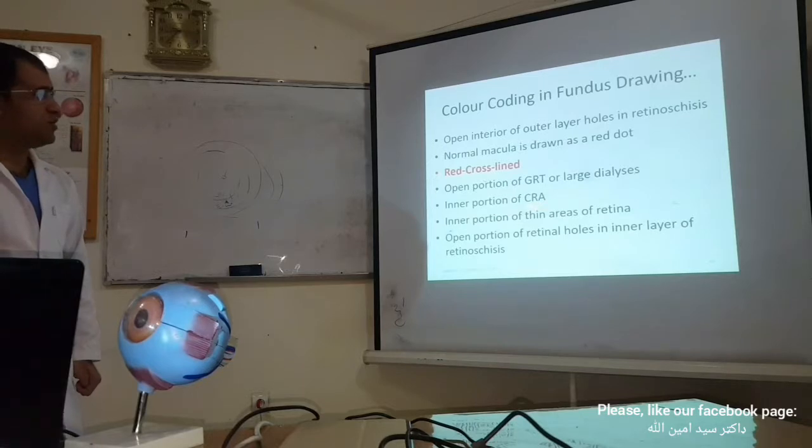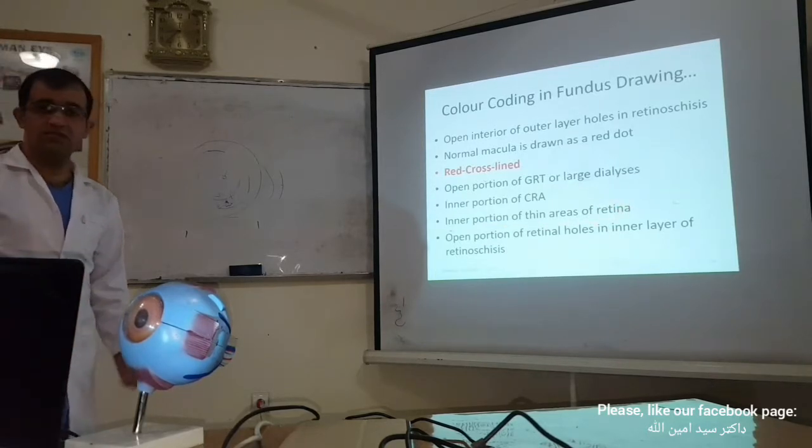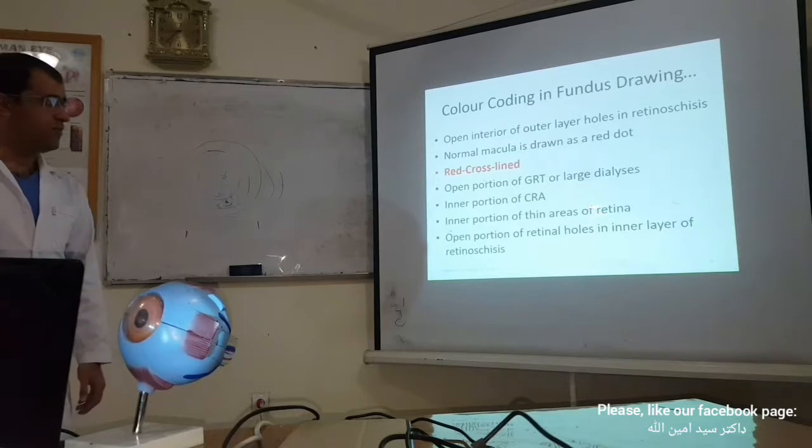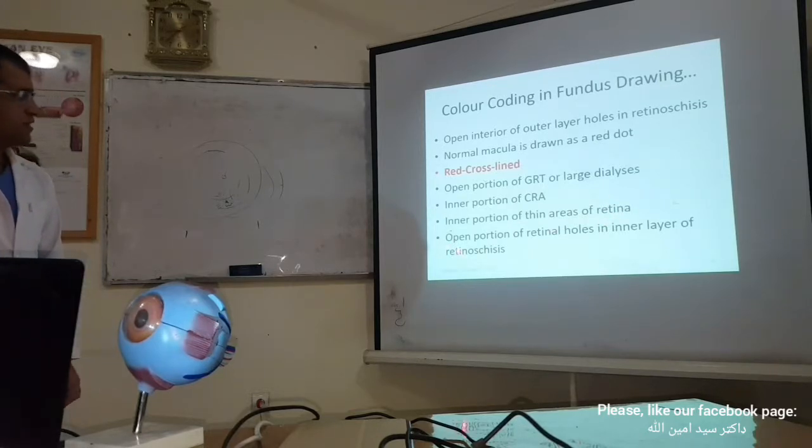Inner portion of chorioretinal atrophy, CRA, chorioretinal atrophy, they are going to be in red color. Inner portion of thin areas of retina, sometimes the retina is very thin. If you find them, if you understand that these areas of the retina are thinner, then you can color them. And open portion of retinal holes in inner layer of retinoschisis, if they are in the inner layer, they should be in red crosses. If they are in the outer layer, the holes can be present in outer layer and inner layer of retinoschisis.